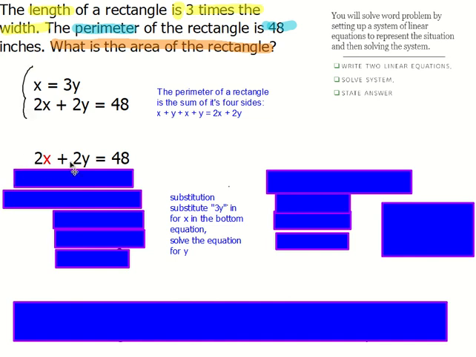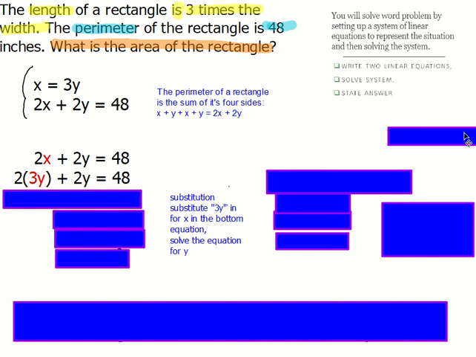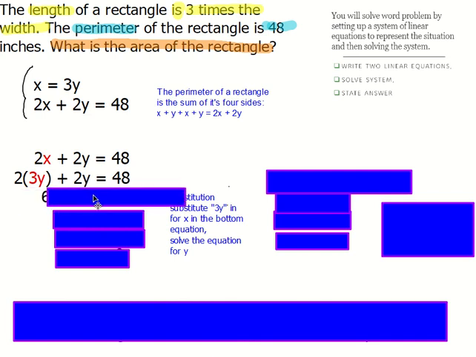So 2x plus 2y equals 48. Again, for this red x, I'm going to substitute in 3y. I'm going to replace this red x with 3y. So 2, there's my 3y. Bring everything else down, plus 2y equals 48. From here, solve your equation. Do your multiplication first. 2 times 3y is 6y. Bring down the plus 2y and the 48.